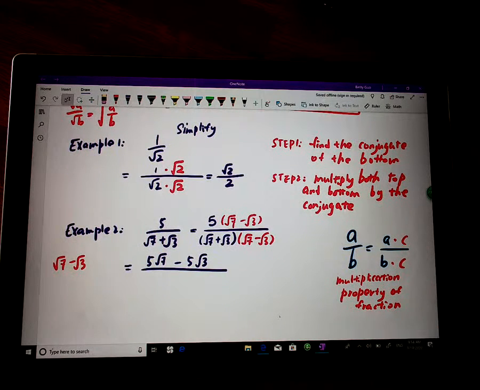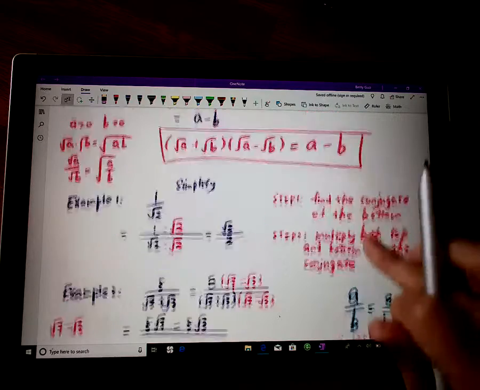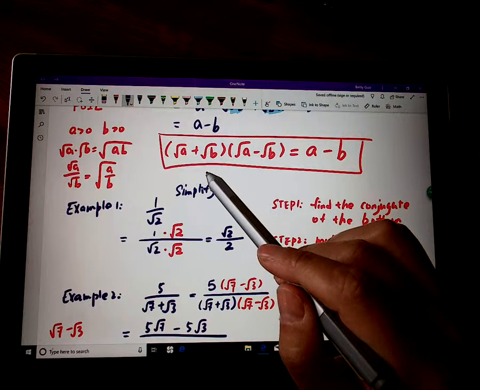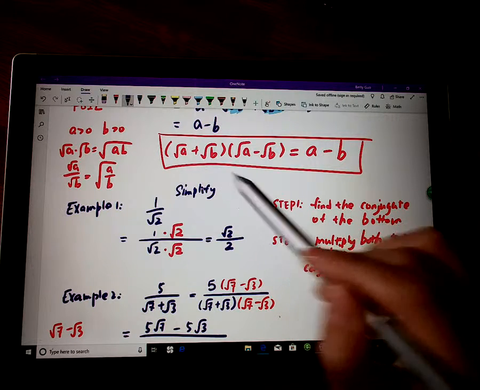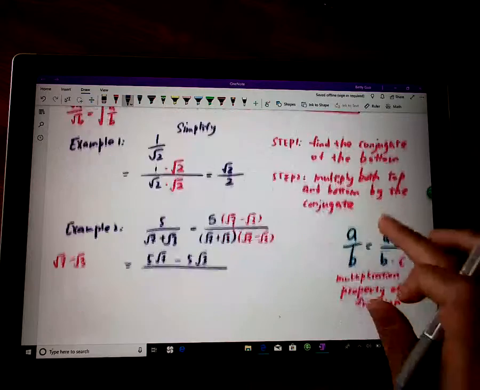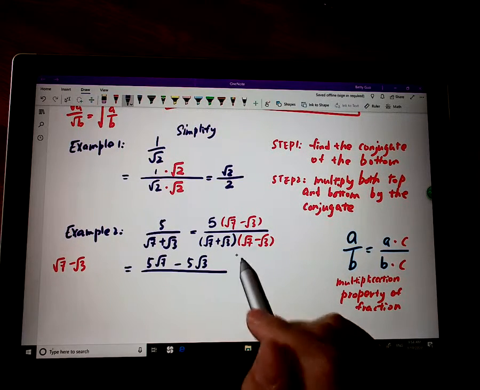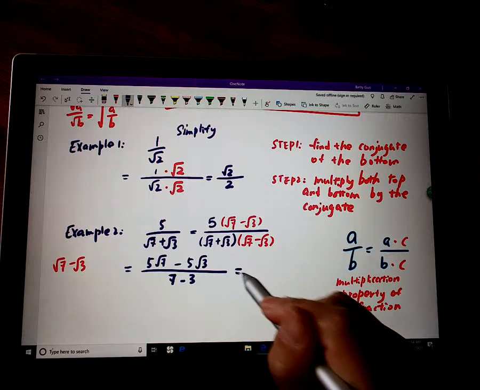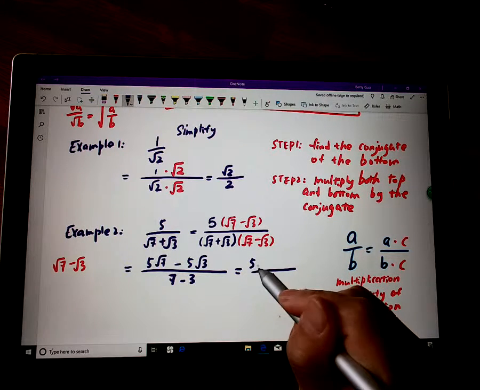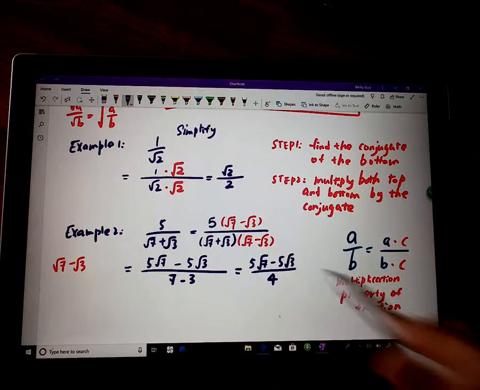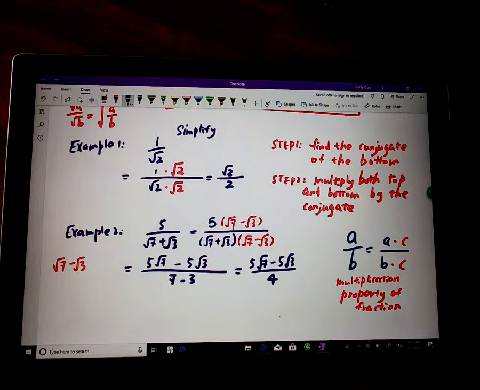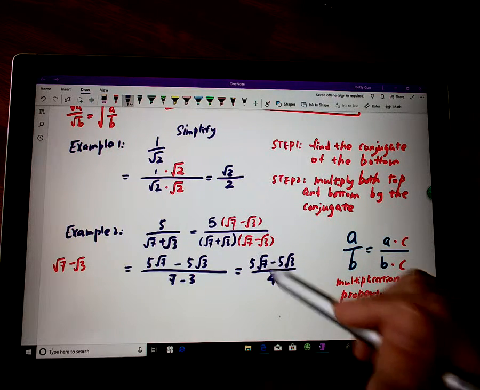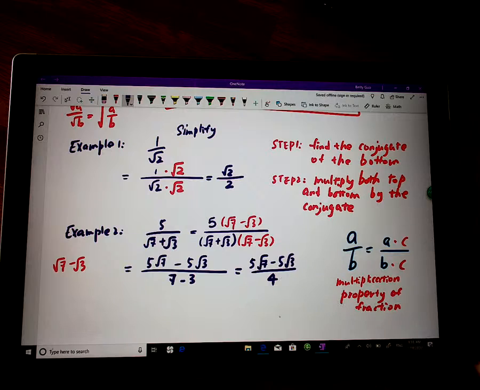So do you have the formula that I asked you to copy down? Do you see this formula? What's the product of two radical expressions if they are conjugates of each other? Okay, you're going to apply that formula. If you apply that formula, the denominator becomes 7 minus 3, which is 4, right? And this is good enough. Even in the numerator you don't distribute, I think that is fine, because we have nothing to reduce here. This is going to be the final result.